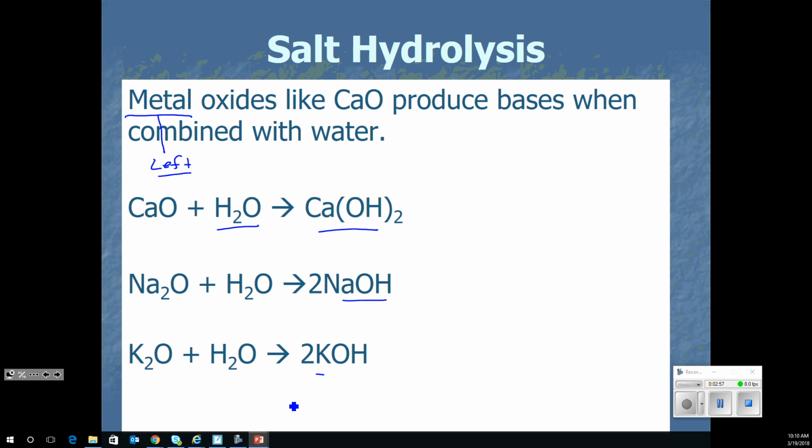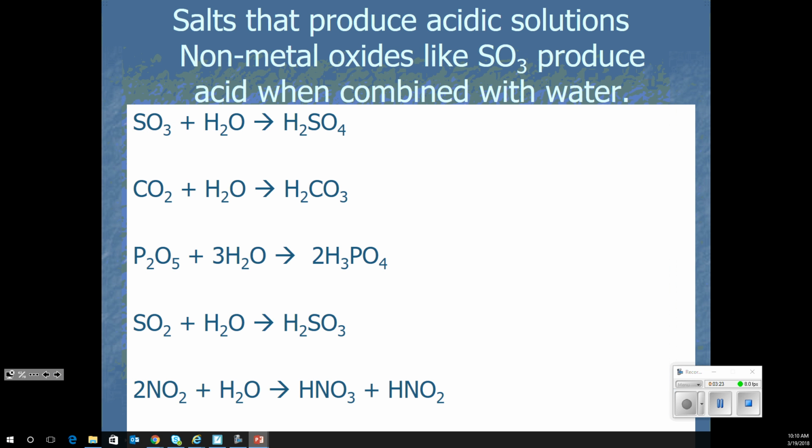All of these are bases. Okay, the 3 that are listed right here happen to be in our Tetris pattern, which is our strong bases. But we could make a base that is not strong or is not as strong. For instance, we could make rubidium hydroxide or cesium hydroxide or beryllium hydroxide. They would still be bases.